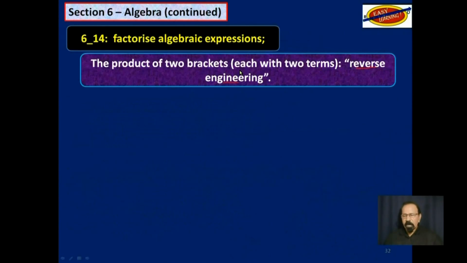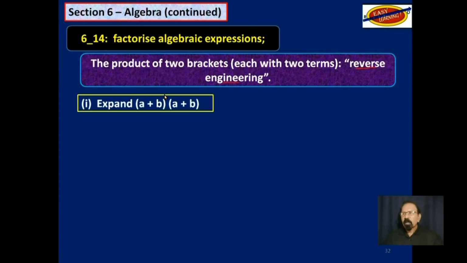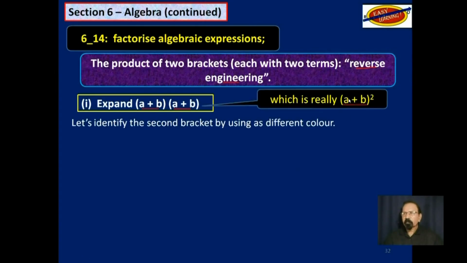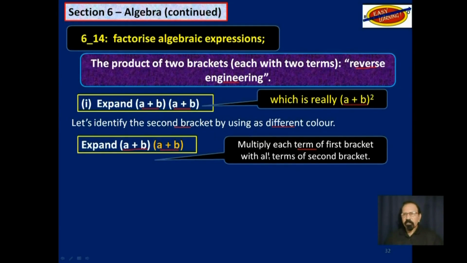We're going to start with what we know, get an answer, and then reverse to see if we will get back what we began with. If we take a plus b and we expand it, that is really a plus b squared. Let's identify the second bracket by using different colors. So a plus b multiplied by a plus b. We will multiply each term of the first bracket with all the terms of the second bracket.